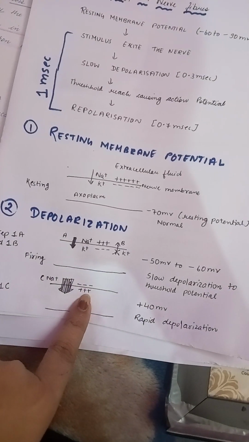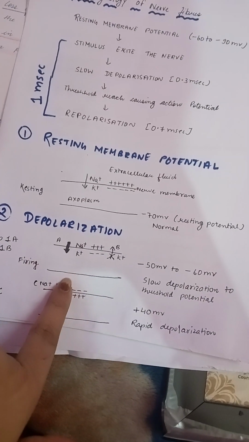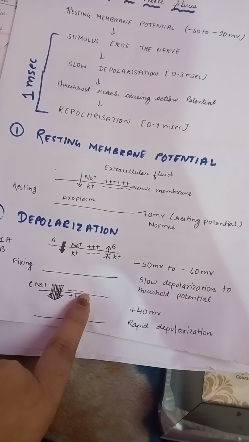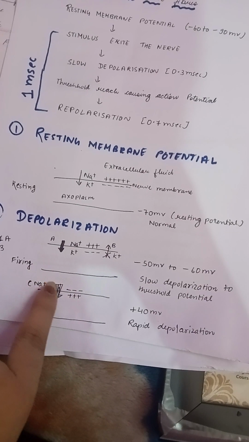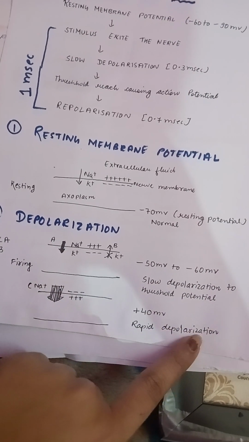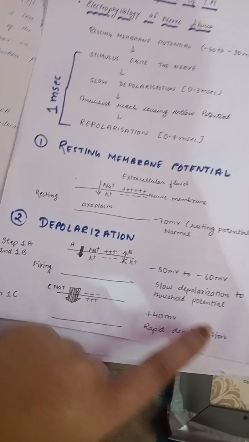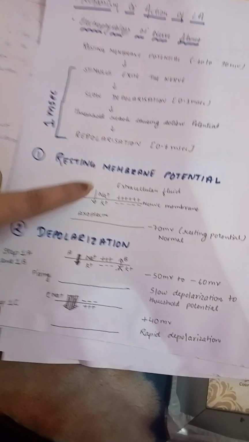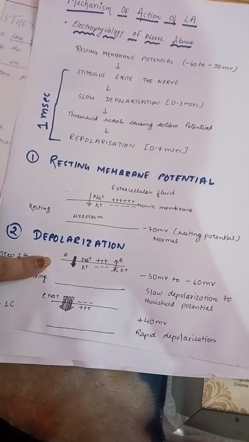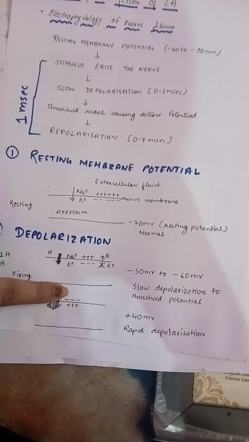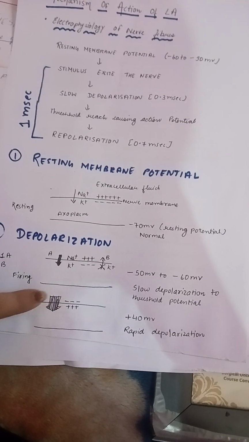And in rapid depolarization, there is more positive charge inside, less positive charge outside, or it has become almost negative outside. That is rapid depolarization. What is the resting membrane? Positive outside, negative inside. And by the end of depolarization, which is followed by slow and rapid, the membrane becomes negative outside and positive inside due to influx of Na plus ion.